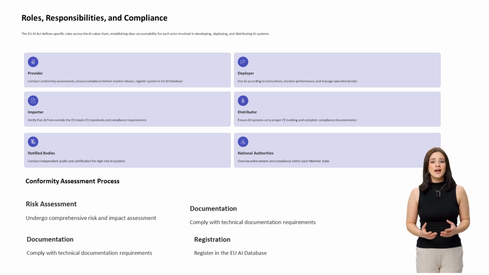So, how does a high-risk AI system prove its compliance? Through the conformity assessment process. Before it can ever be placed on the market, a high-risk AI system must, first, undergo a thorough risk and impact assessment. Second, comply with all technical documentation requirements. Third, obtain the CE marking, which is the official indicator that the product conforms to EU law. And finally, be registered in the central EU AI database. This creates a transparent, accountable chain of responsibility from the developer's desk to the end user's hands.